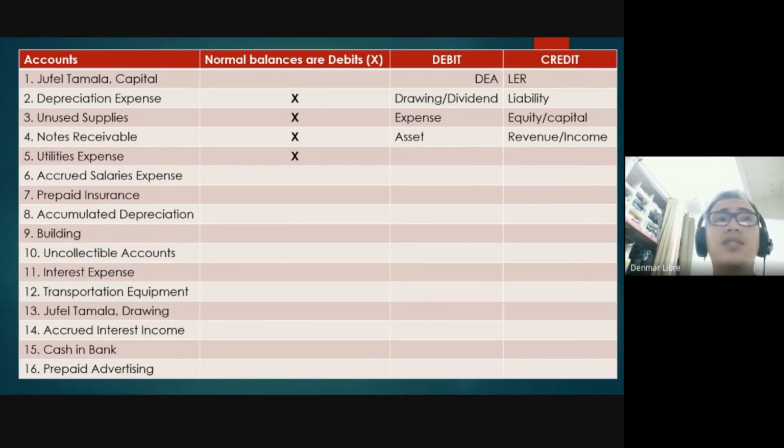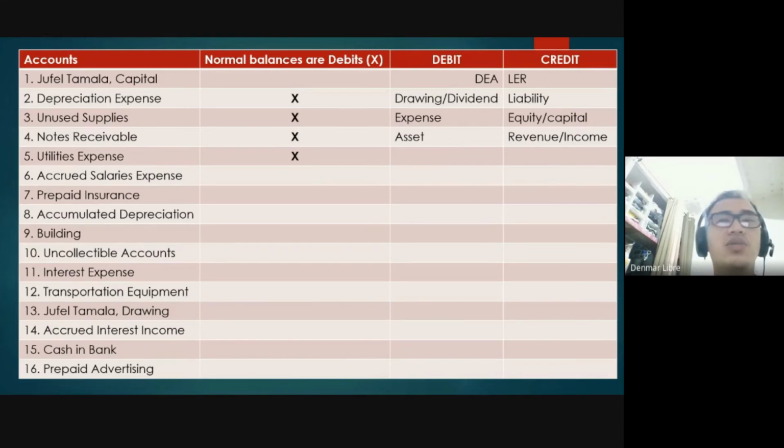Accrued salaries expense is not an expense account because of the term accrued. When we say accrued, accrued means expense not yet paid. In short, if you combine the term accrued with the term expense, that becomes payable. So the other term for accrued salaries expense is salaries payable. So this is a liability account.